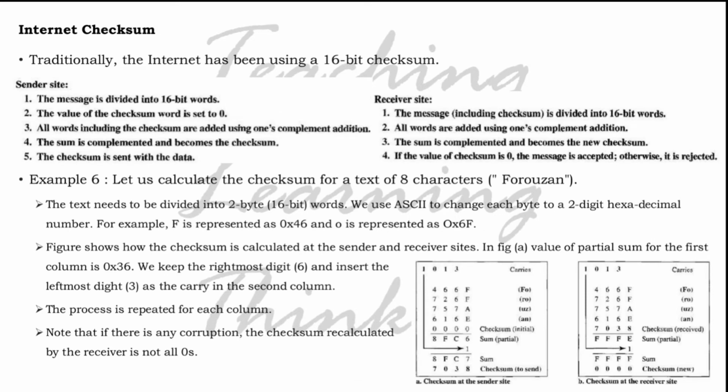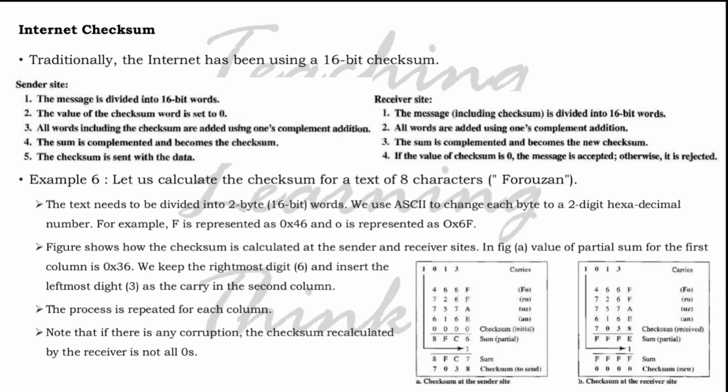So, internet checksum. Traditionally the internet has been using a 16-bit checksum. On the sender side, the message is divided into 16-bit words. The value of the checksum word is set to 0 and all the words including the checksum are added using ones complement addition. The sum is complemented and it becomes the checksum. The checksum is sent with the data.